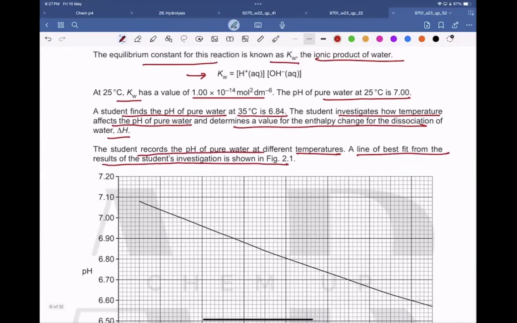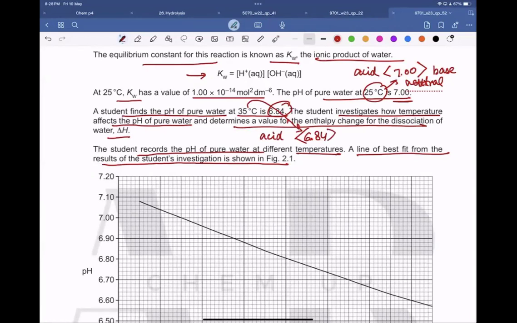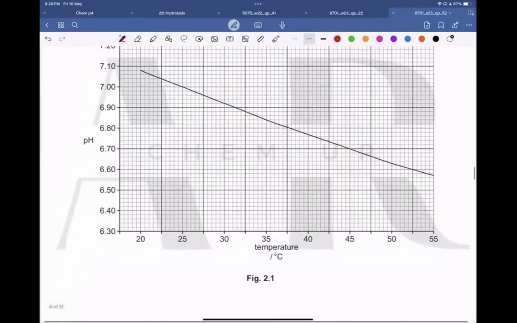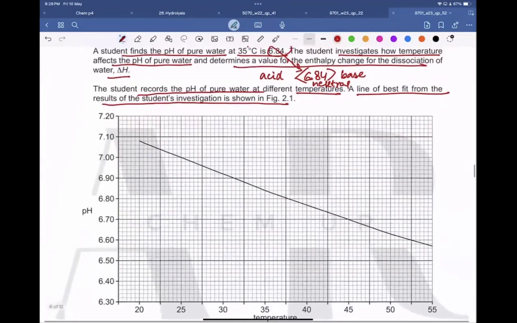One thing, clear this concept: at 25, if pure water has a pH of 7, it means that at 25, below 7 is acid, above 7 is a base or alkali, and 7 is neutral. The same goes for this one. That 6.84 is the pH of pure water at 35 degrees Celsius. So it means at 35 degrees Celsius, below 6.84 is acid, above 6.84 is base, and at 6.84 it's neutral. Okay, this is the graph they have given.